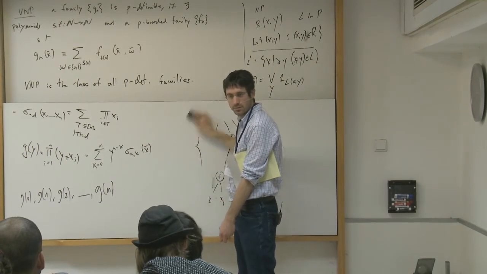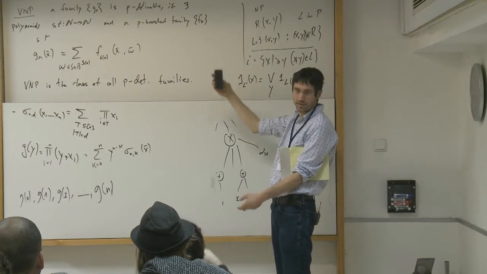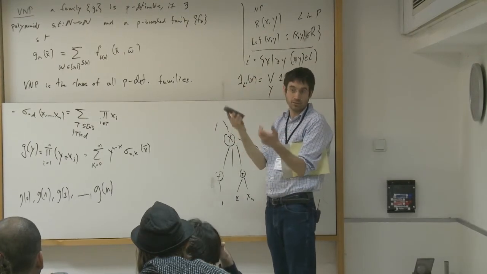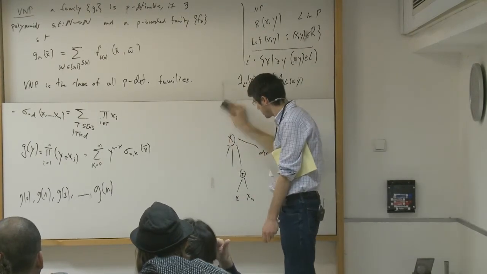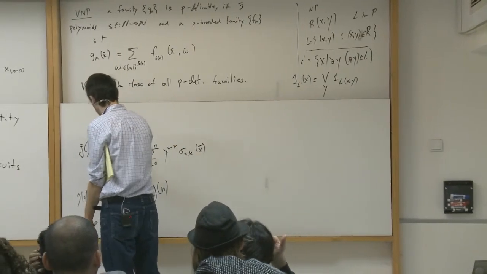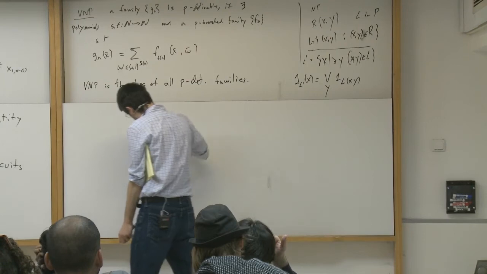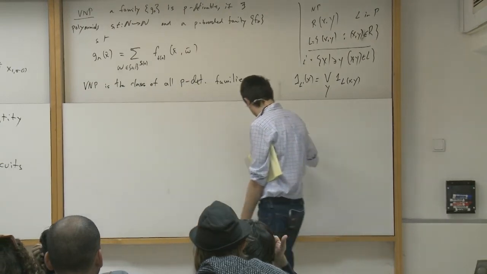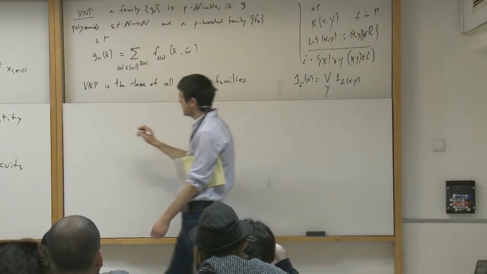P-definable families. So we just define the family to be P-definable, and it's like a language, right? It's the set of all languages for which, yes. Okay, so I'm erasing that board, and I want to show you a polynomial in VNP. So let's see an example.